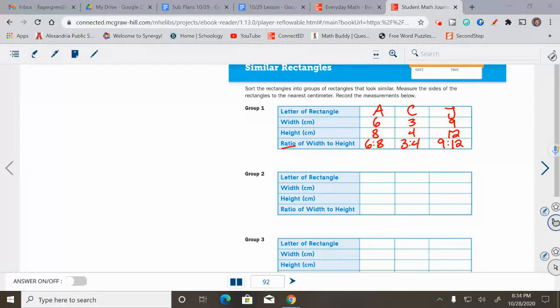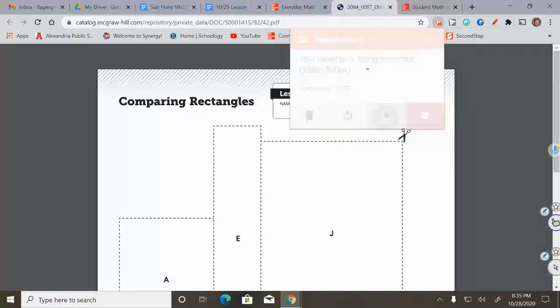Now with ratios, we can reduce them. They're kind of like fractions. So this 6 to 8, I could reduce to 3 to 4. And this 9 to 12, I could reduce to 3 to 4. So you can take a look at that, and I'll show you those shapes here in just a minute and see why they are equivalent.